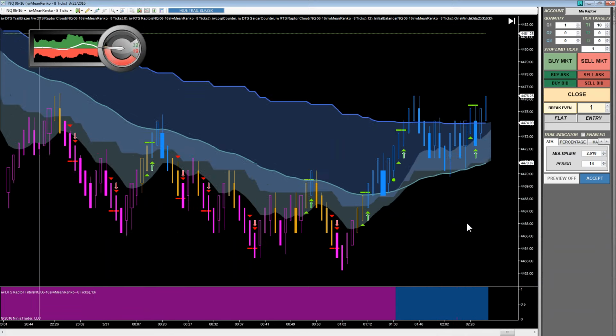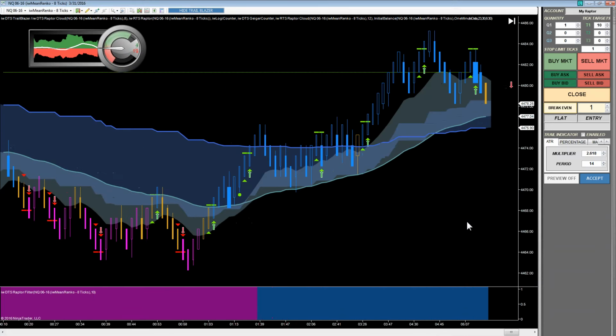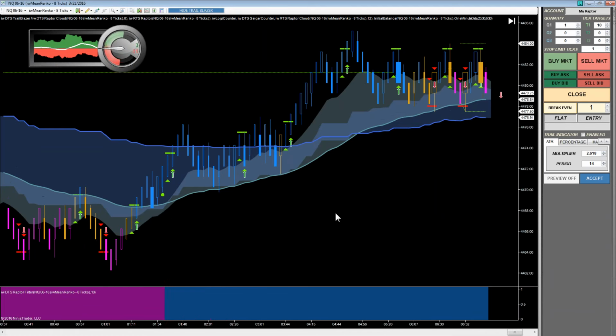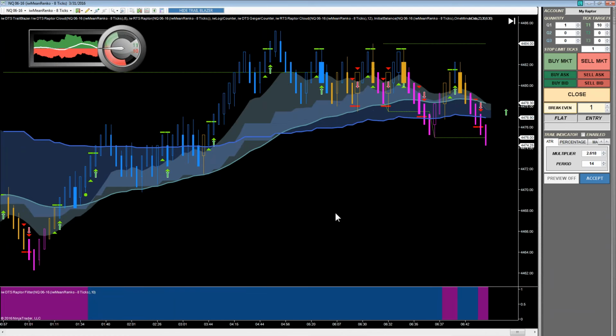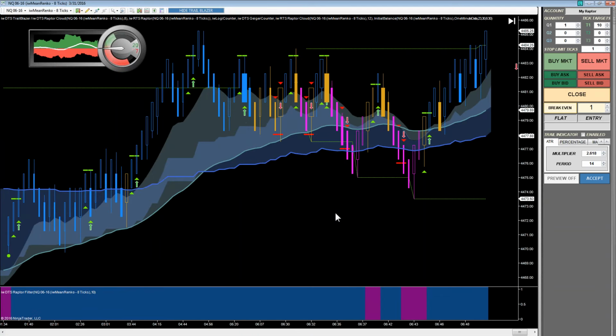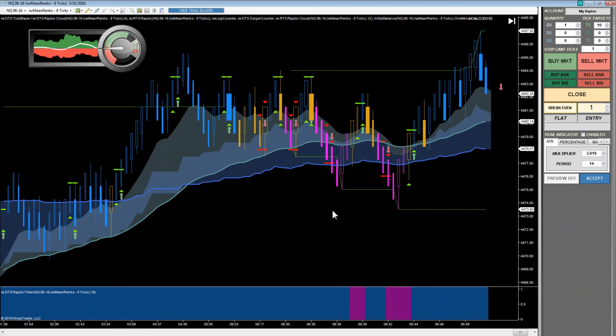Let's see, what am I missing? I feel like I'm missing something on the Raptor. We did the hard edge bounce, we did the cloud crossover, we did the soft edge buy and sell. I guess actually that's it for the Raptor. It's usually enough to keep you out of trouble or in trouble, however you want to look at it.